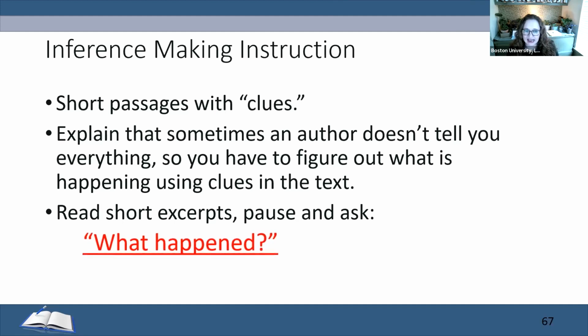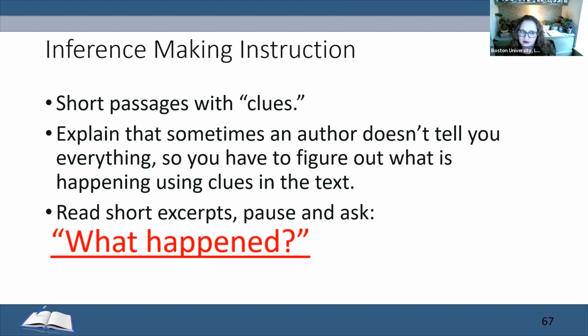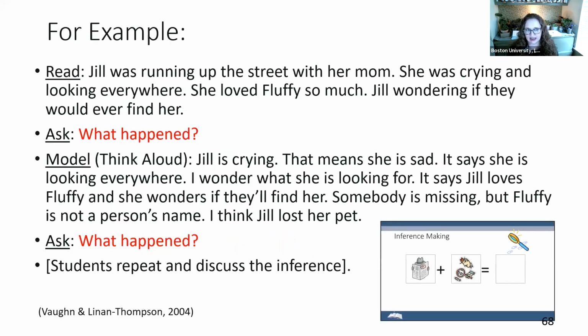So I'm chunking my text and always pausing as I read, and I'm asking, what happened? What happened in this section? And you can see I've pulled that out a little bit as a strategy. Got a little bit of text that we're reading.